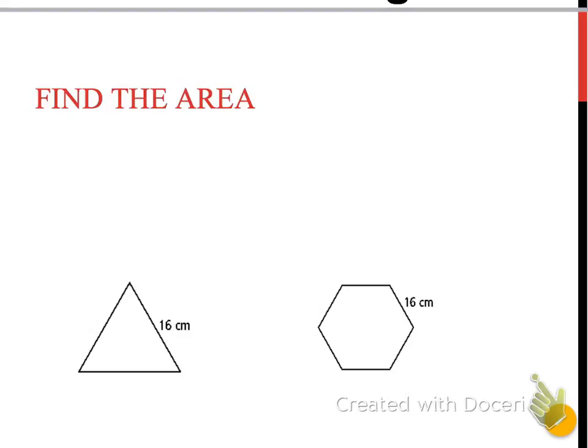Okay, now we're going to find the area of these regular polygons. So my area formula was 1/2 times my apothem times my perimeter. So if I'm looking at this triangle, I don't have an apothem, so I'm going to have to find it. But I can find my perimeter because I have one side. So if I take 16 times 3, I can get my perimeter, which is 48. Okay, now we need to find my apothem.